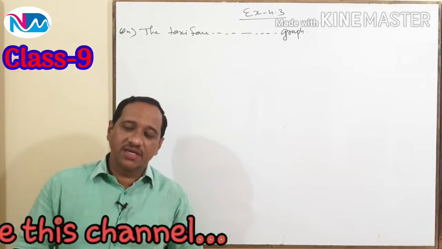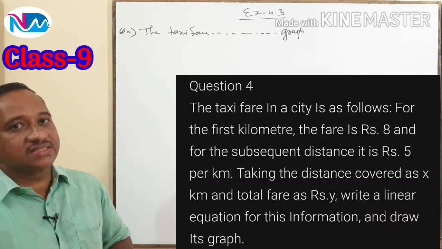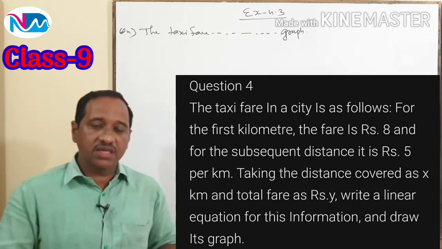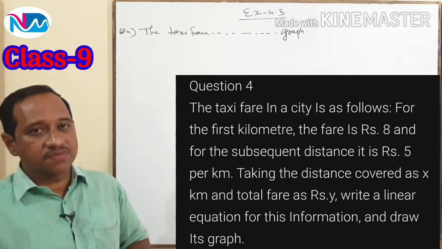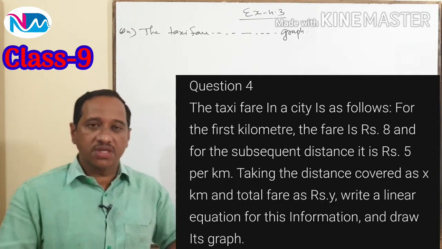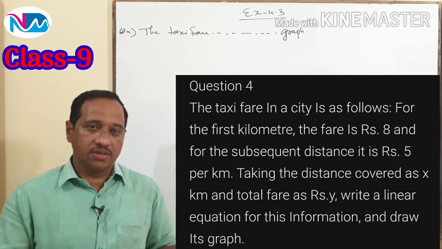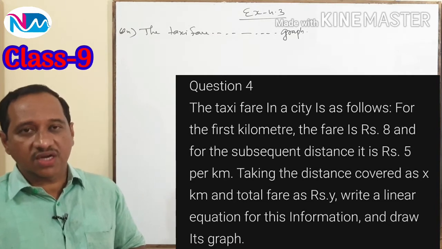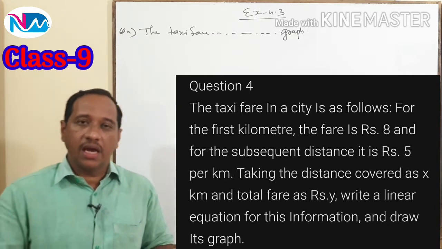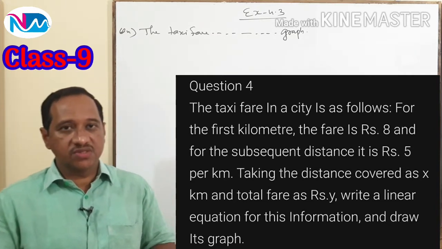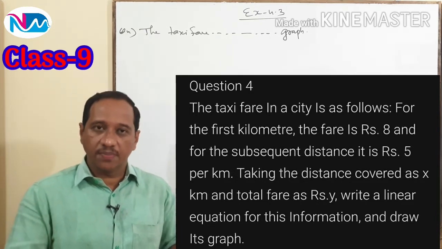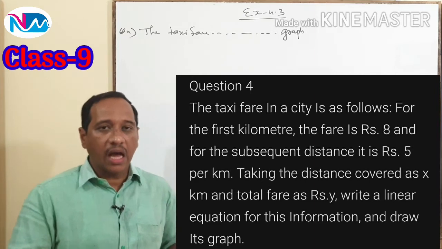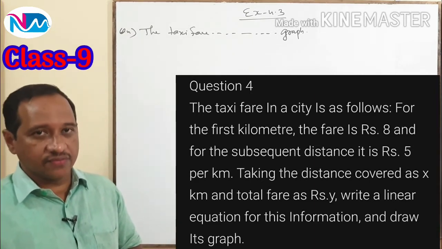The fourth question is, the taxi fare in a city is as follows. For the first kilometer it is rupees 8 and for the subsequent distance it is rupees 5 per kilometer. Taking the total distance covered as x kilometers and the total fare as rupees y, write a linear equation in two variables to represent this situation and draw its graph.